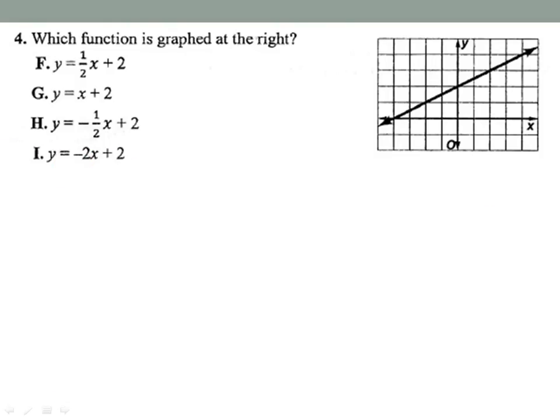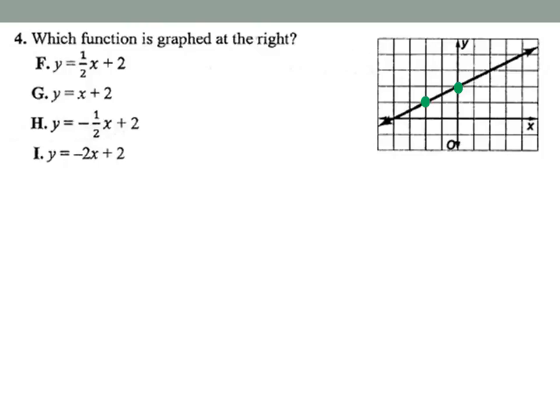Let's take a look at number 4. Which function is graphed to the right? I'm going to look at the y-intercept highlighted here in the red circle. That y-intercept is definitely 2. And all of my answers have a plus 2, so I need something more. Let's get rid of those. I'm going to make the slope triangle again, making sure I'm overlapping where the black line goes directly over 2 points on my graph.